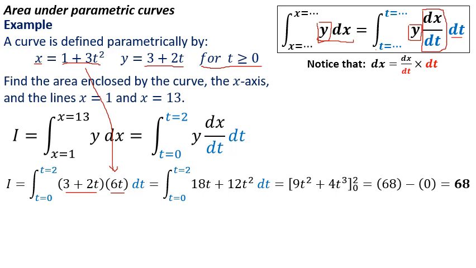We get 18t squared over 2 and 12t cubed over 3. Then you substitute your limits in. And you'll notice the limits are the limits for t. We don't ever have to convert back into x's or anything like that. We can keep everything in terms of t, and we generate our result, 68.